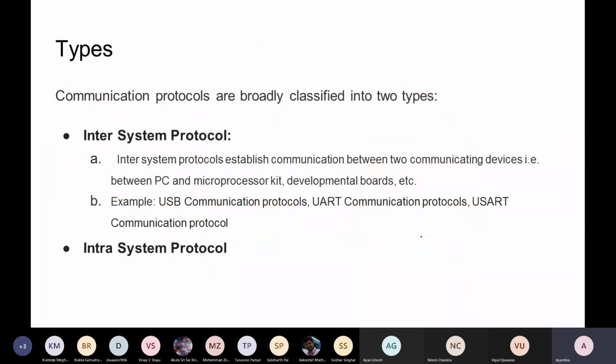Next, we will broadly consider these two types of protocols. The first one is inter-system protocol. In inter-system protocol, we establish communication between two communicating devices. Like you have your PC, it is doing something. You have your microprocessor or microcontroller, and you are communicating with it from your PC through some communication protocol. We will talk about USB communication, UART. So these are different communication protocols, and these types of protocols are also required.